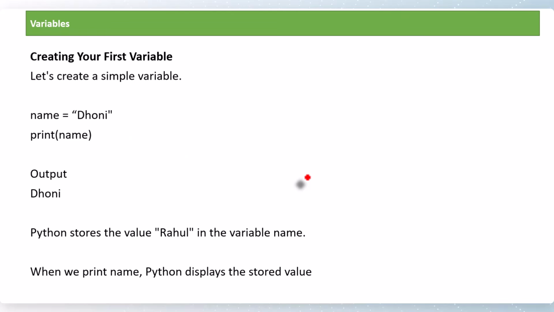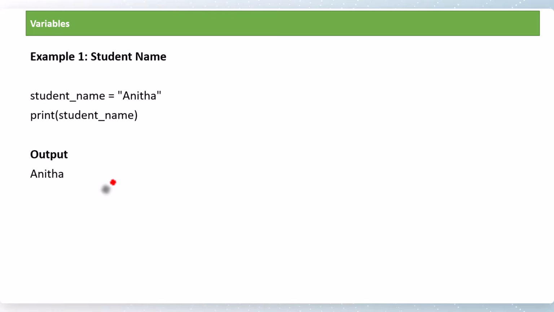Now let's create a first variable. I am going to create name equal to Dhoni. If you want to print name, it will print the name of that particular person. Python stores the value in the variable name. When we print name, Python displays the stored value. And similarly, student name equal to Anita, I am going to print the student name. If you print that, the value inside that will be printed over here.